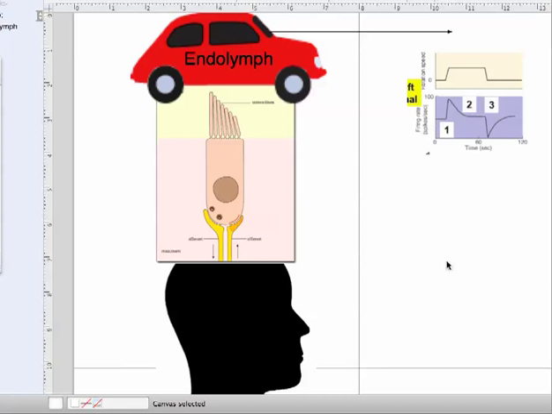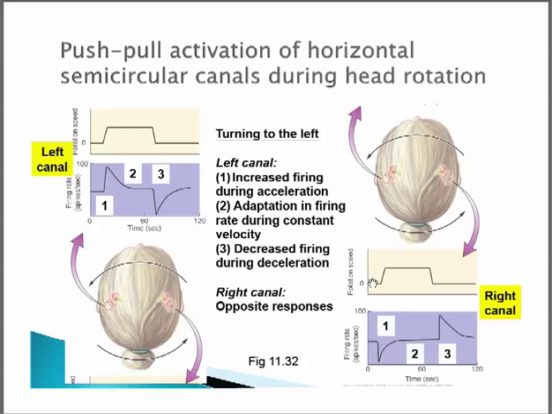So this is all about turning counterclockwise. Initially you get a depolarization, no change while they're at the same velocity, and then ultimately hyperpolarization. And this, again, is in regards to the left semicircular canal. Okay, if we're looking at the right semicircular canal, it's going to be the opposite pattern. So something like this right here. All right, so this is the left canal, which we just talked about. This is the right canal, so it's the opposite pattern.